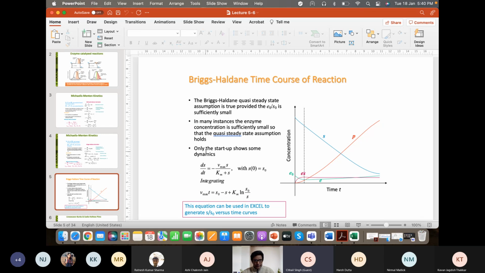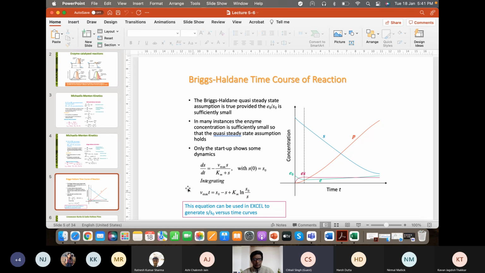Now, notice that this equation can be integrated. And if you integrate this equation, you'll get an equation like this, which is going to show you how, with respect to time, this whole thing changes. So you could essentially generate a plot of this S by S0 curve versus time, and work out how this changes.